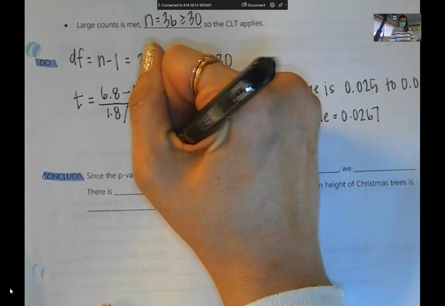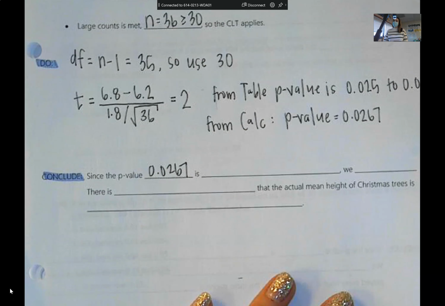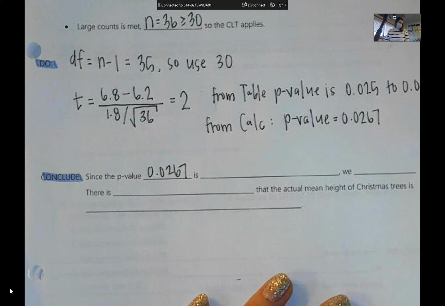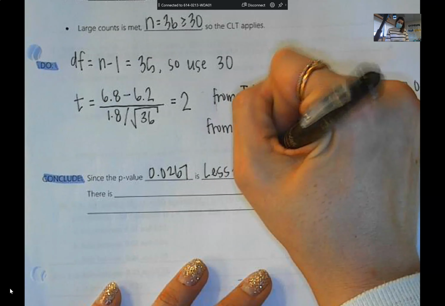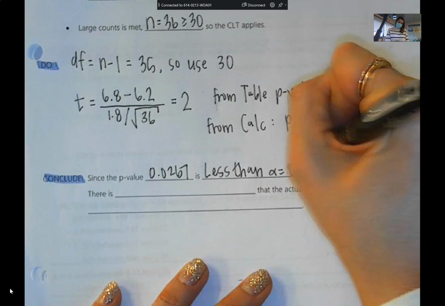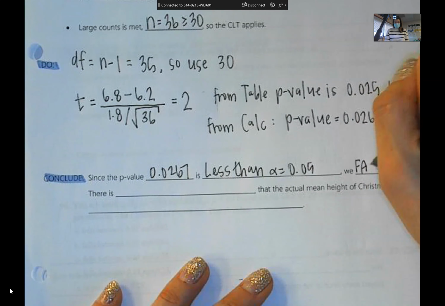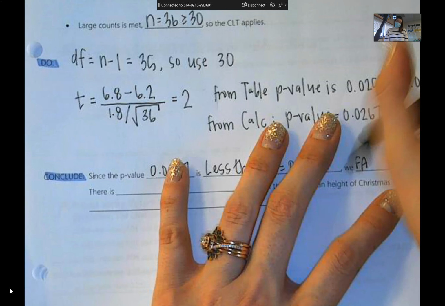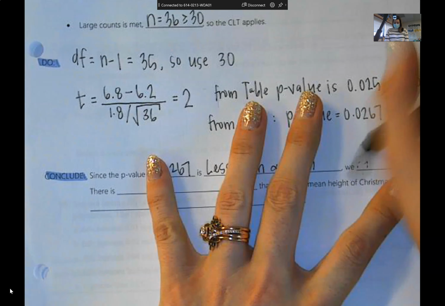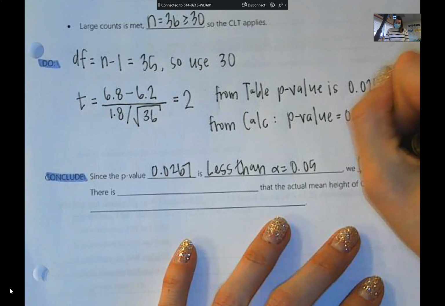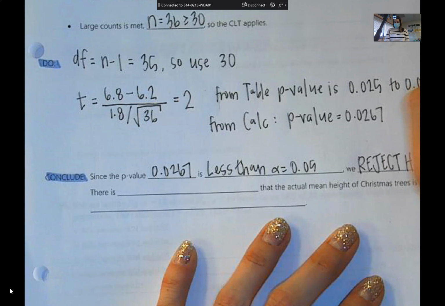So since the p-value, 0.0267, is less than alpha of 5%, we fail. Just kidding. We reject. When the p-value is low, reject the H0. We reject H0.